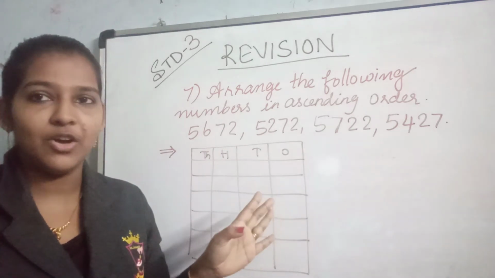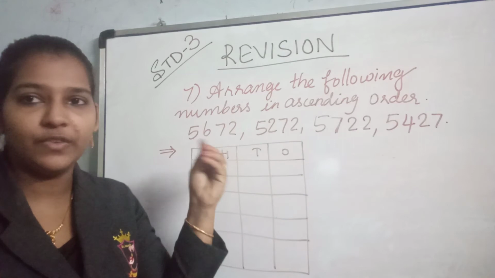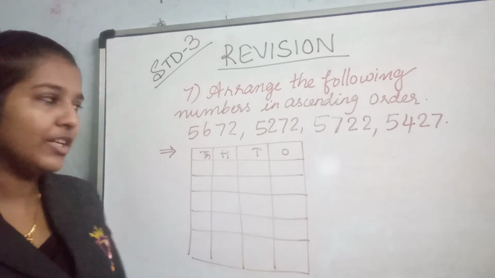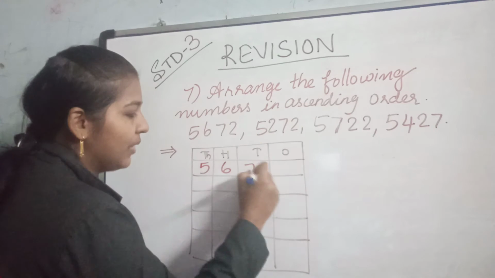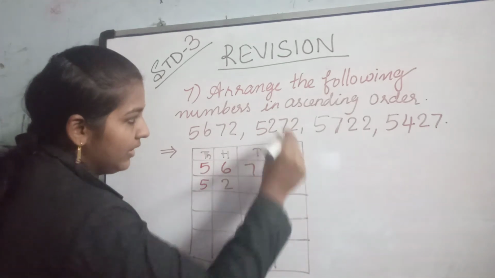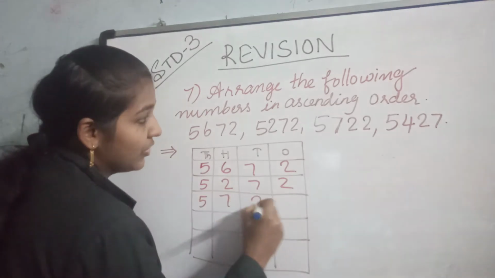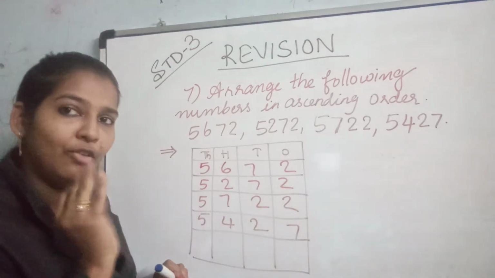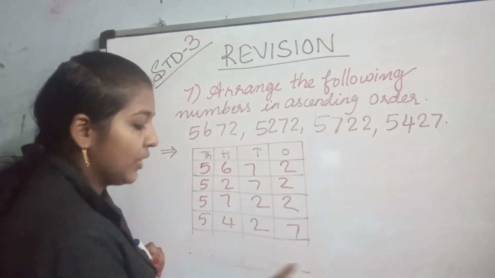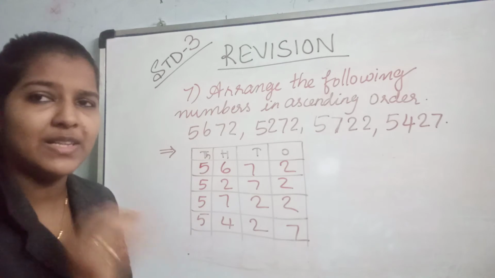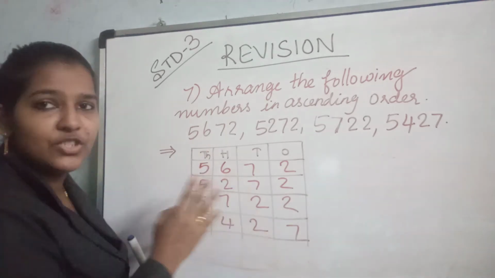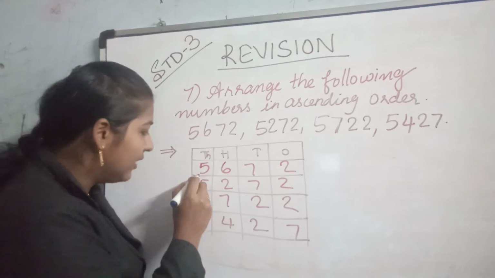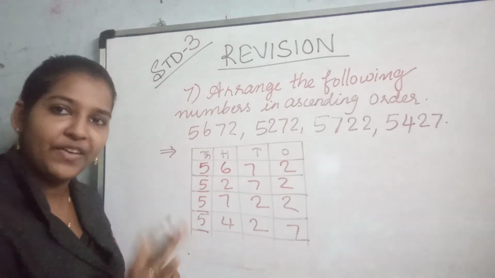So to arrange them in ascending order, first we have to find out the smallest number, isn't it? So for that, you can draw a place value chart, then arrange all the numbers in the place value chart. Then it will be very easy for you to understand which is smaller. Okay, so write all the numbers: 5272, 5722, 5427. Now we can understand all the numbers are 4-digit numbers, right? So what to do? You compare the digits and tell me which is the smallest number here. So here you can start from the highest place. You compare the digits in the highest place. Here you can see that the highest place digits are the same. All are 5. So what to do?